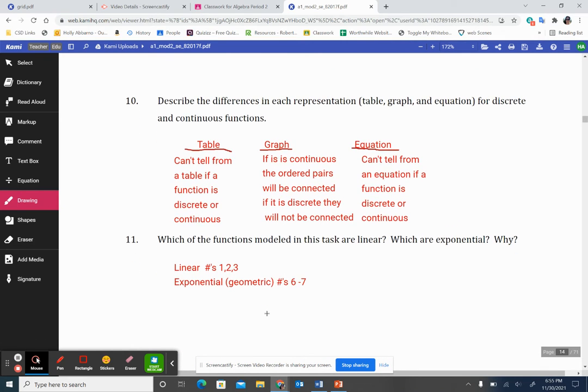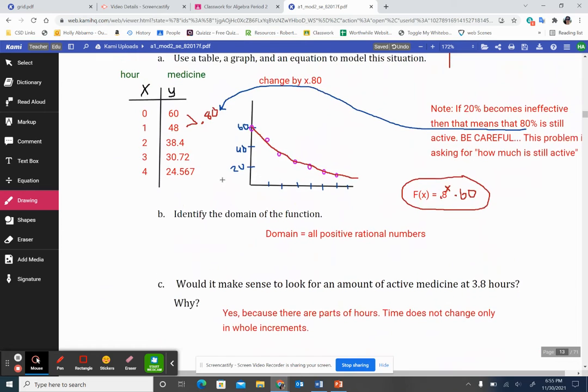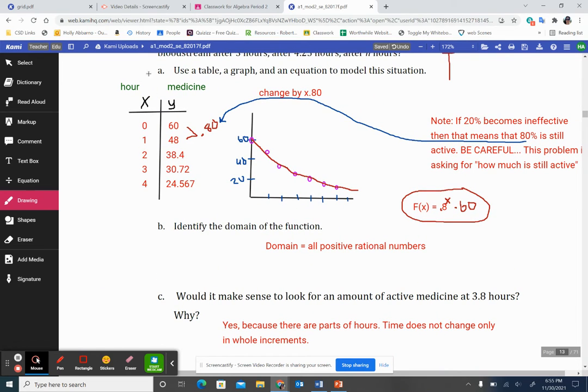All right, here we go. Number 10 says, describe the differences in each representation. So the first one we're going to think about is a table. And we need to decide, in a table, can I tell if it is discrete or continuous just from a table? So let's go back up and look. If I'm looking at just this table, not anything else, can I tell if it's continuous or discrete?